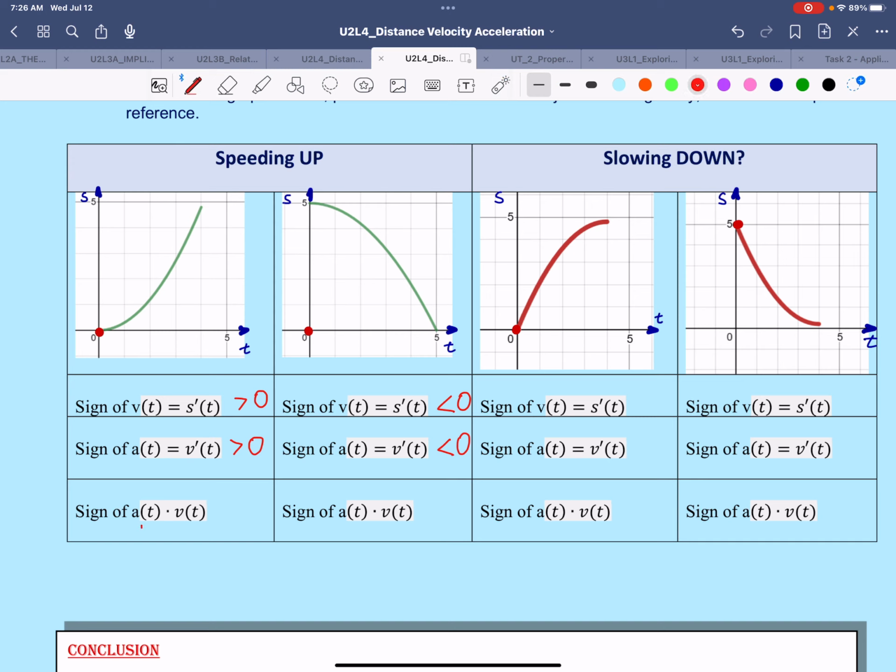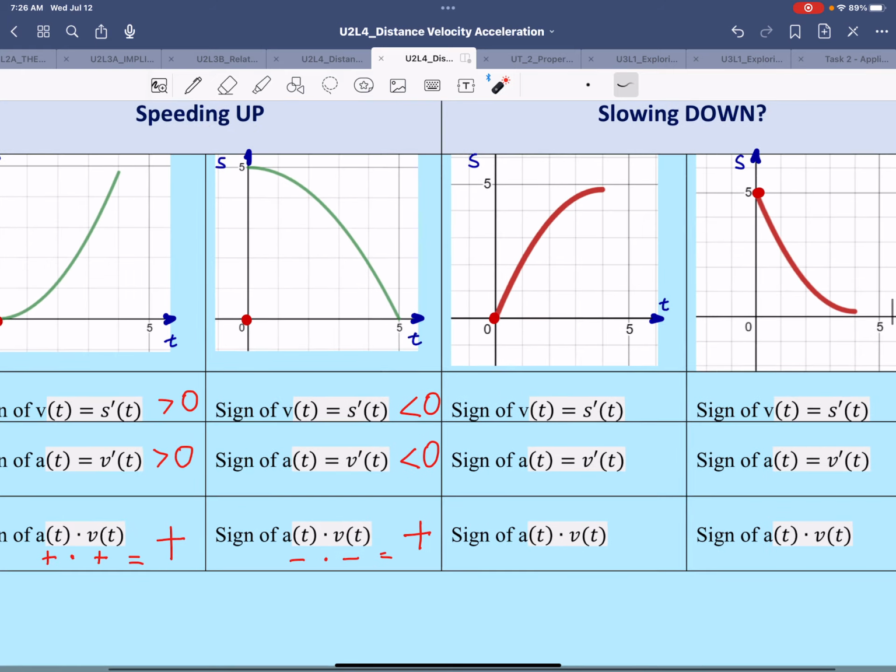Because acceleration positive and velocity positive multiplied give a positive. Acceleration negative and velocity negative will give a positive. So to determine whether an object is speeding up or slowing down, we need to determine the sign of the product velocity times acceleration. And if it's positive, we can say for sure that the object is speeding up. Now, how about slowing down?